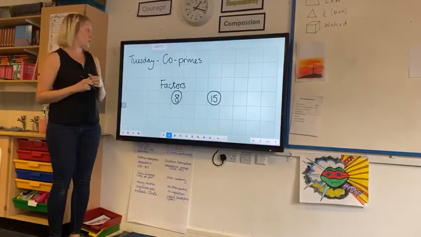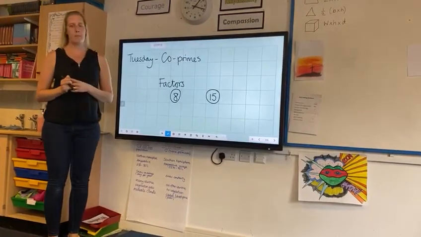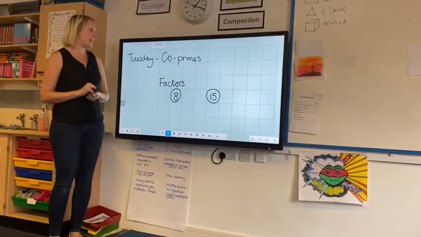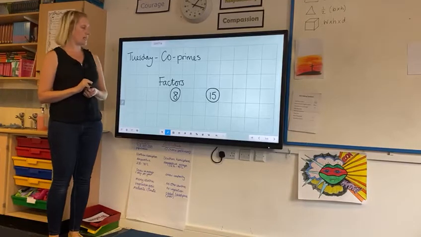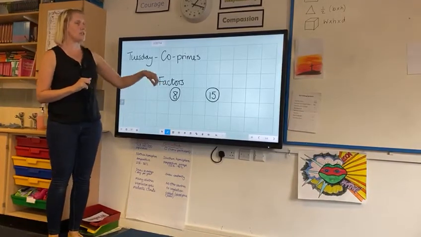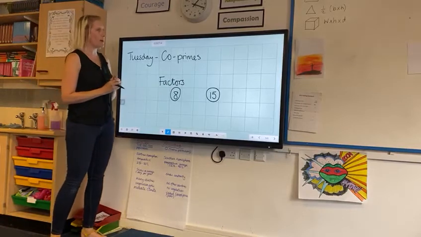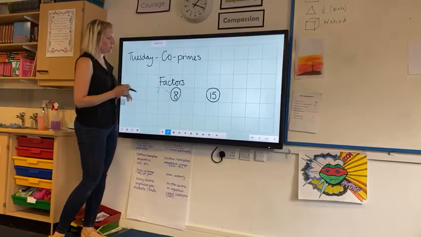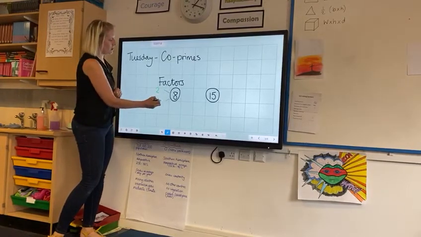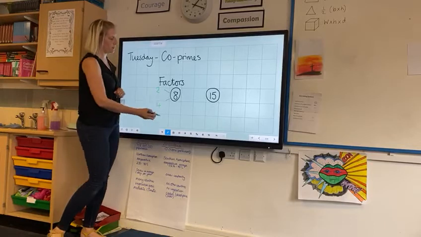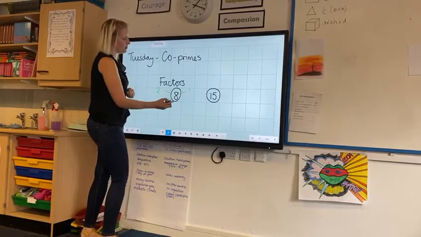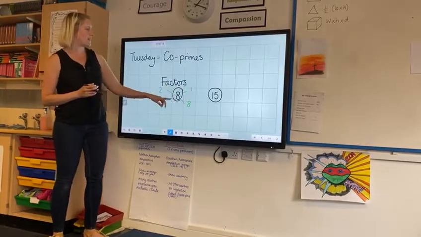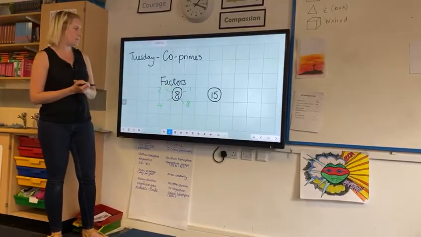Problem 2, if you're going to do it on Tuesday, is called Coprimes. Now, Coprimes works around factors, so we need a quick reminder of what a factor is. A factor is a number that can be divided into another. So for the number 8, we can have the factor 2, because 8 can be divided by 2, 4, 1 and 8. So these are all the factors of 8. 8 can be divided by these numbers.